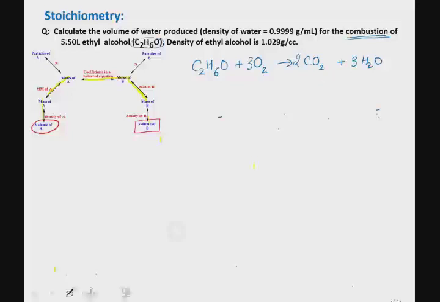Once again, we start with what's given that needs to be converted. Please focus on that. The density is going to be used as a tool, not as the data that is being converted. What is being converted is 5.50 liters of ethyl alcohol. That's the data that's given. Since the density of ethyl alcohol has volume in units of cc, our first job is to convert liters into cc through milliliters. So we have cc's of C2H6O at this point.